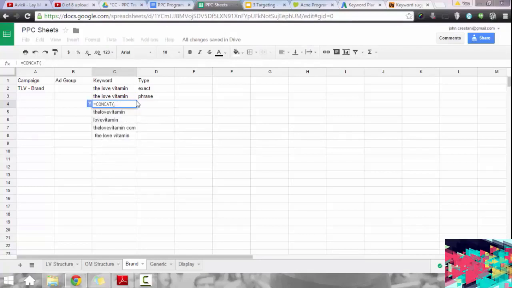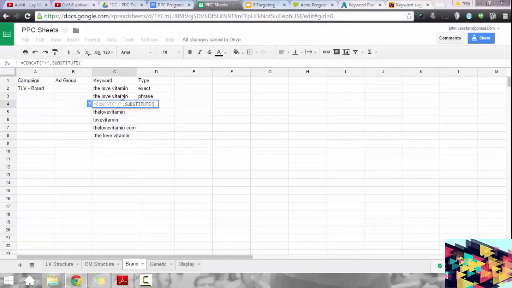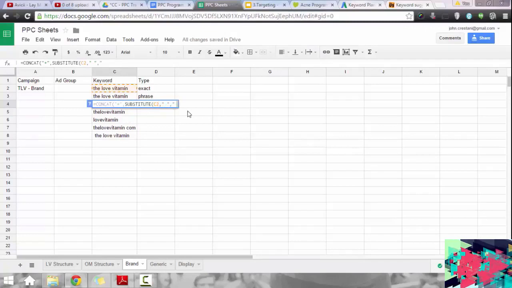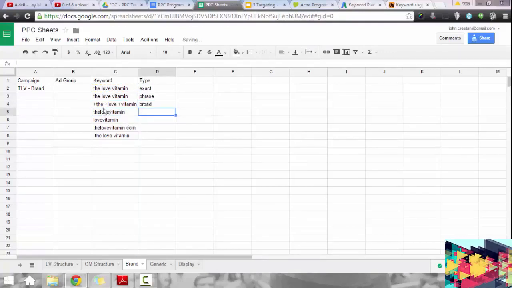So we do concatenate, then we do substitute, and then I say every space should be a space plus, and I have to close out. This is my modified broad, and it's a modified broad because it has pluses in front of every term.